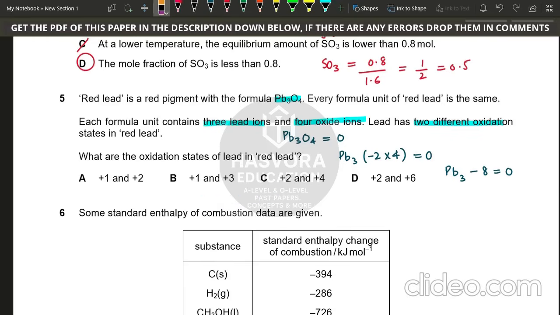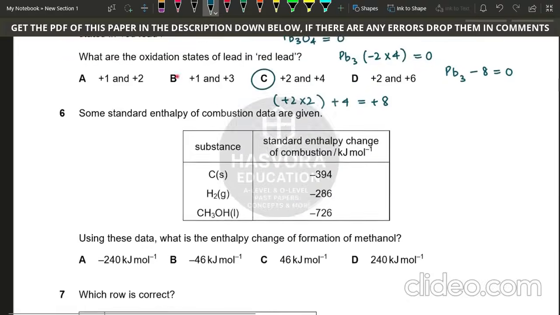So let's see for the C. If I just say that 2 atoms of lead have the oxidation state of +2, so 2 into 2, it will be +4, and then we have a +4 also, so it will be +8. Now this one is actually verifying or validating the answer. So this will be your answer, C. I hope you understand this. Let's move on to question number 6.